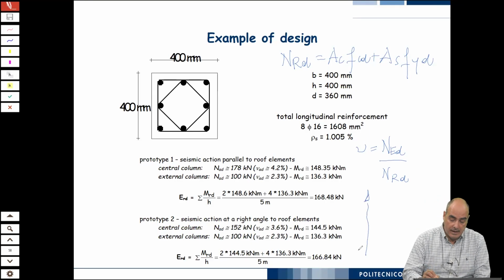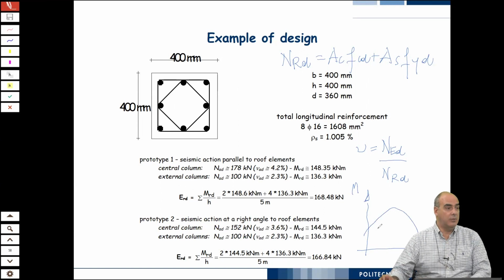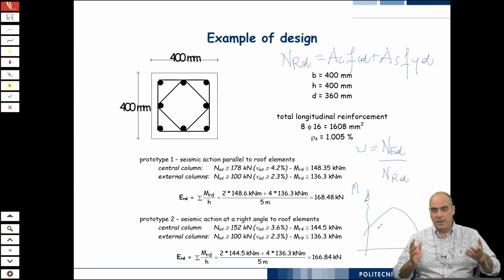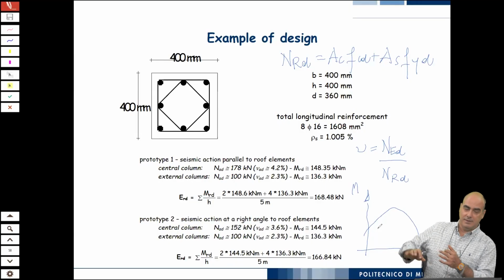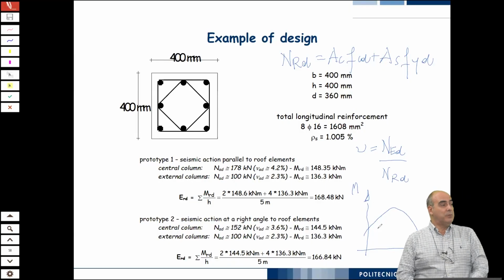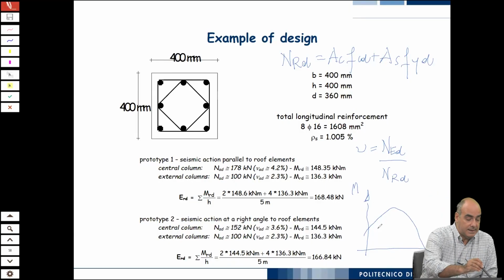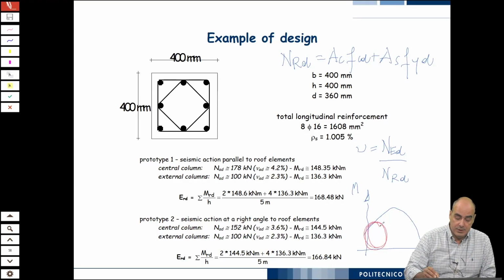Are you familiar with bending moment axial force interaction diagrams? They are something like this. So you see that, probably you plot it the other way, but just look at it tilting your head. What does it mean? It means that in precast structures, we are likely in this region here.